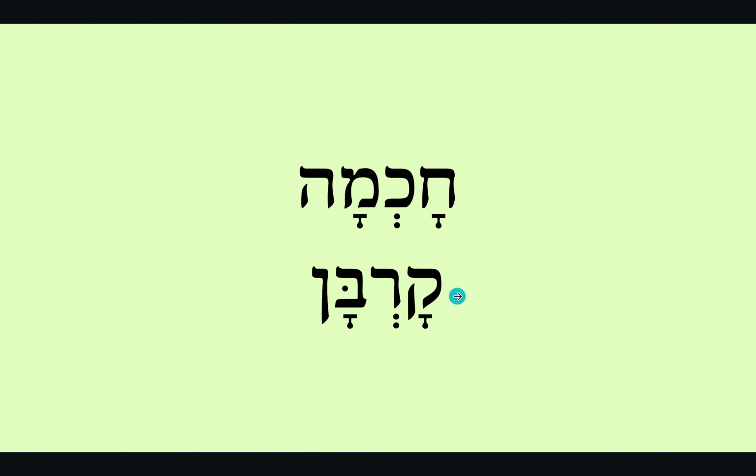So try this one on your own. Notice 2 syllables. This is a closed syllable, and this is the stressed syllable. Korban, sacrifice.